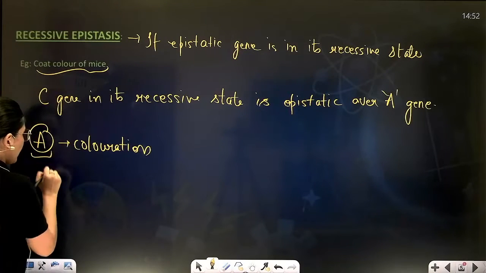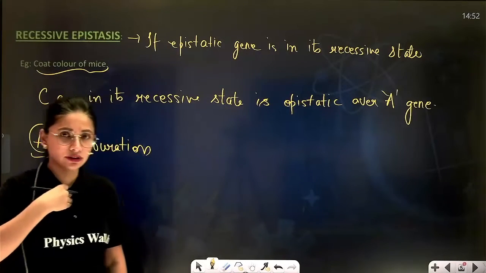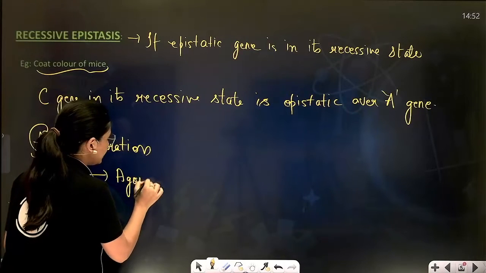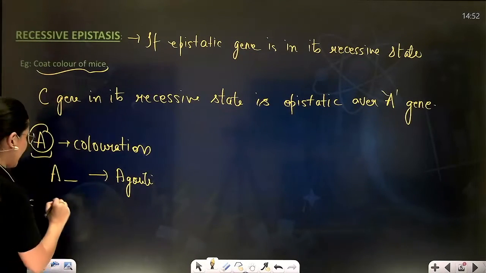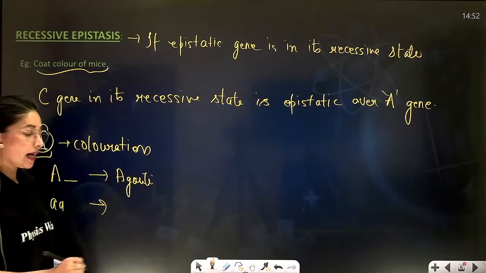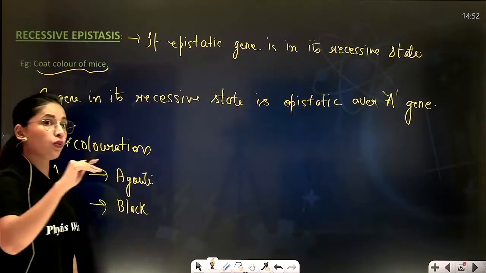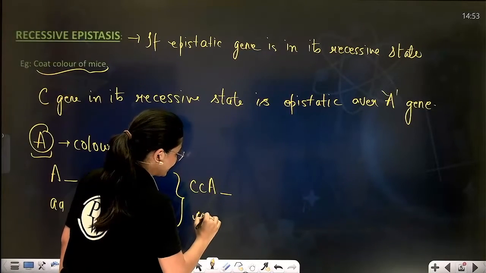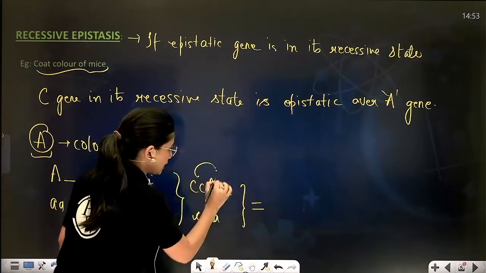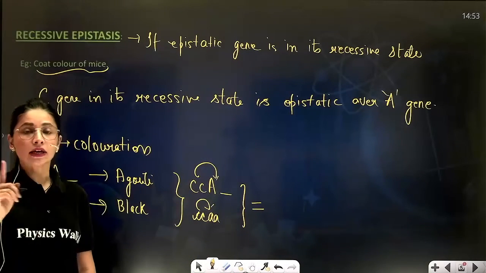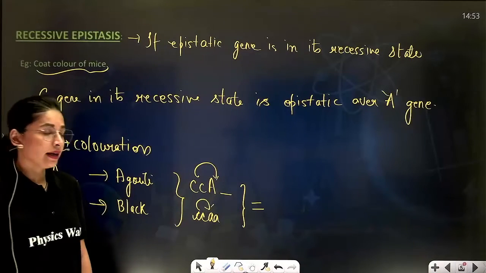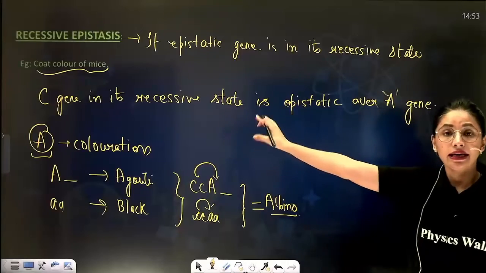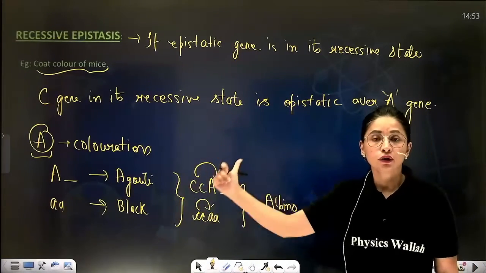That means this A gene is actually responsible for coloration. Right? Now, if A is present in its dominant state, maybe homozygous or heterozygous, then the color of the coat in mice will be agouti, which is slightly grayish in color. However, if A is present in its recessive state, then the color will be black. Now, whatever be the arrangement of the A gene, if anywhere C is present in its recessive state, then in both the conditions it is going to suppress the effect of the A gene. Neither will the organism come colored, black or agouti, rather the mice will become albino, which is colorless.